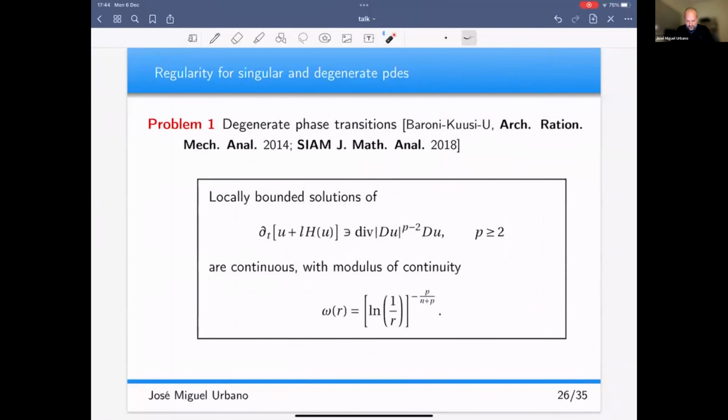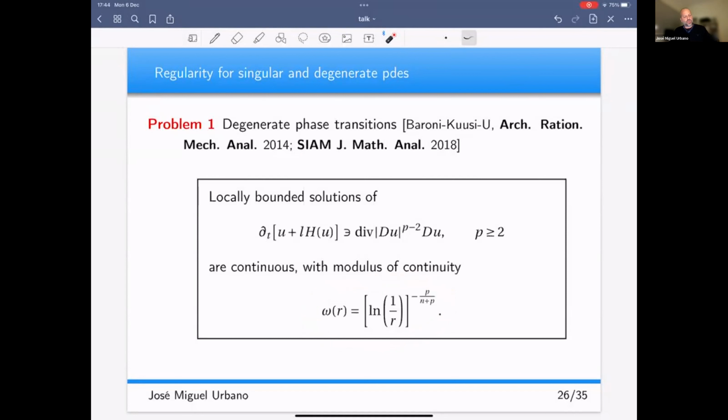I don't think I'm going to have time to speak about other problems because we are almost at the limit. But together with Paolo Baroni from Parma and Tuomo Kuusi from Helsinki, we improved these moduli of continuity in 3 ways. This was published in ARMA for the interior case and was extended in SIMA for the regularity up to the boundary. And what we proved was that, in fact, in the two-phase case, the modulus is exactly the same as the one obtained by Caffarelli and Friedman for the one-phase problem.